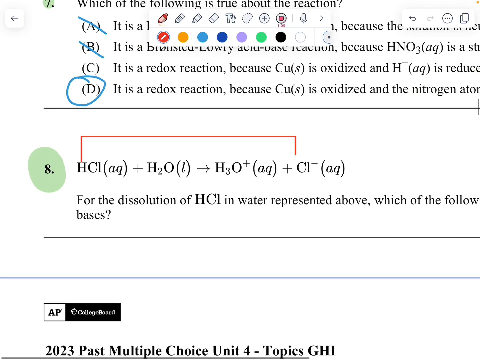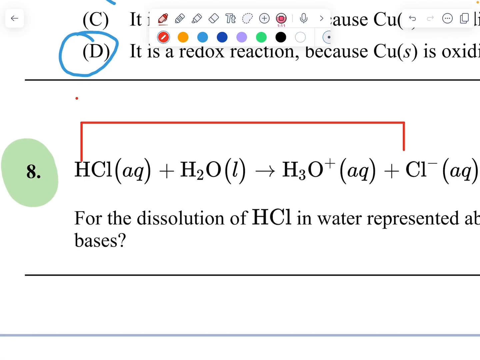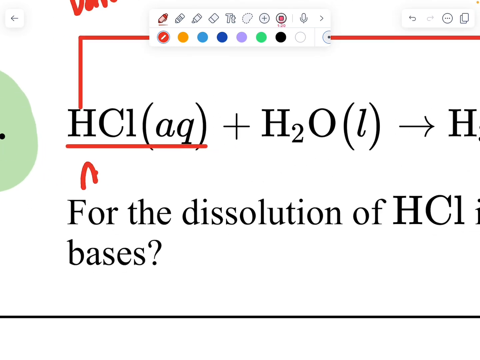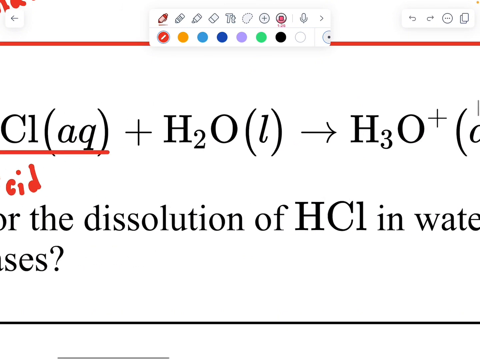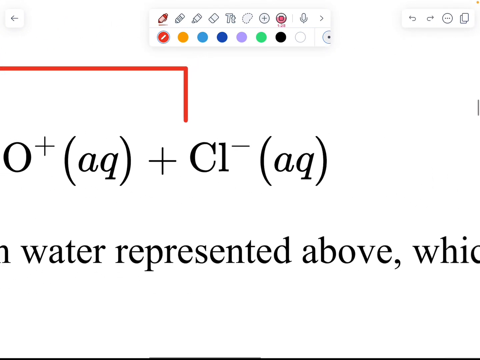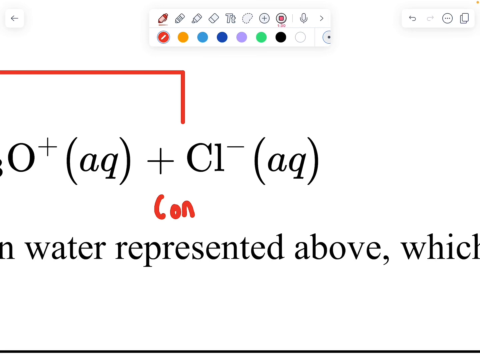And if this species donates the hydrogen, this has to be our acid, because donating a hydrogen and giving it up, that's following the Bronsted-Lowry definition. So this is our acid. And so what goes with our acid is our conjugate base, because remember, acids and bases go together. So this is our conjugate base.